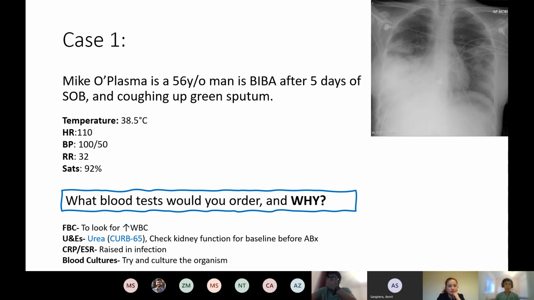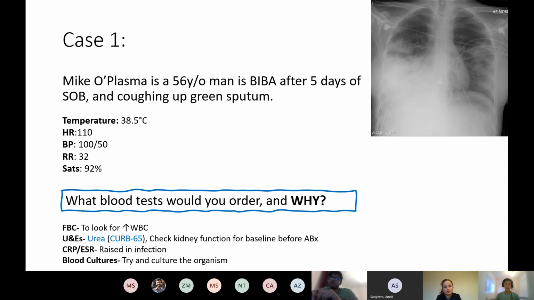I will just put the rest. Okay, so full blood count, just like you said, Zach, to look for raised white blood count. U's and E's are incredibly important here. There's two reasons. It's first to check how their kidneys are working before you dose the patient up on antibiotics, but also, this is a pneumonia, by the way. The thing that will get drilled into you in your teaching and also in exams is this CURB-65 score. It's used to decide the prognosis and therefore how strongly you should treat pneumonias. And one of the things in CURB-65 is the U for urea.